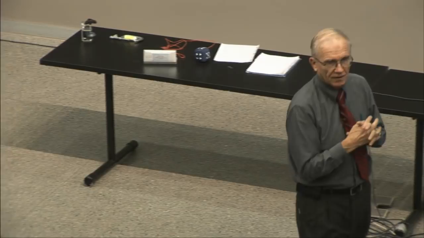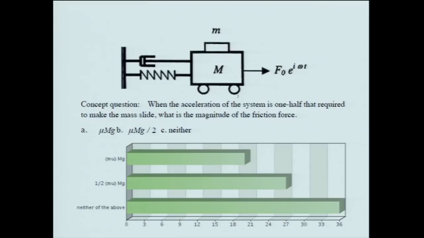And for small angles, what's the cosine? It goes to 1. So you find out that this just looks like mgr for small angles of vibration. And it doesn't enter into the equation for the natural frequency. So the natural frequency of the thing won't be a function of gravity, because it's small angle vibration around a horizontal point. Okay, when the acceleration of the system is 1/2 that required to make the mass slide, what's the magnitude of the friction force?